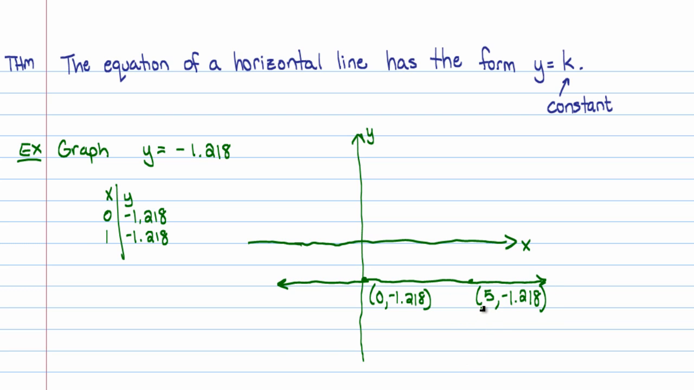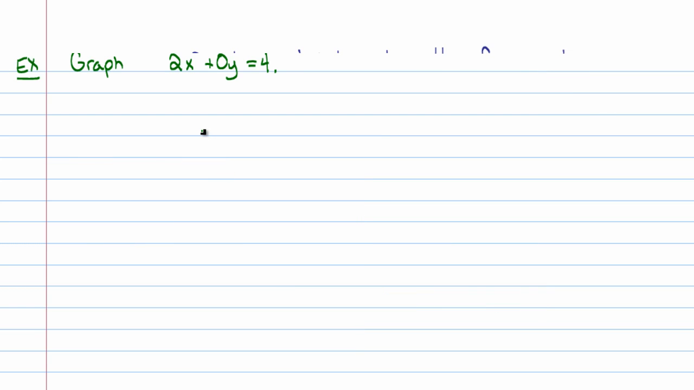Great. So let's see what happens when we switch it up, when it's not y equals the number, but instead we look at something like x equals a number. In this example, I'm just going to switch it up a little bit, and instead of having x equals a number straight away, let's try this: 2x plus 0y is equal to 4. Well, again, that 0y means that we don't have any of those y's. In other words, that's gone.